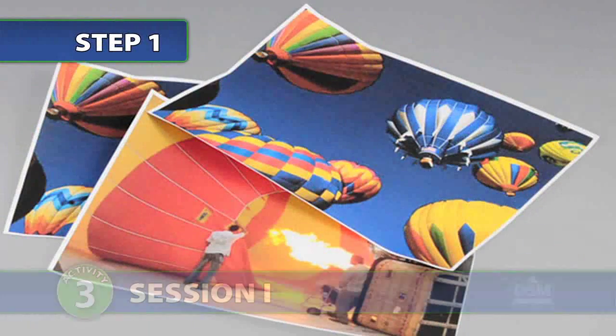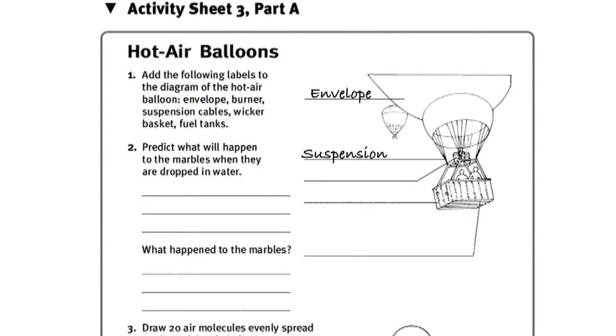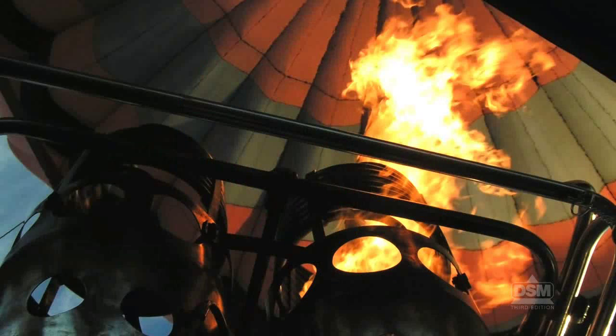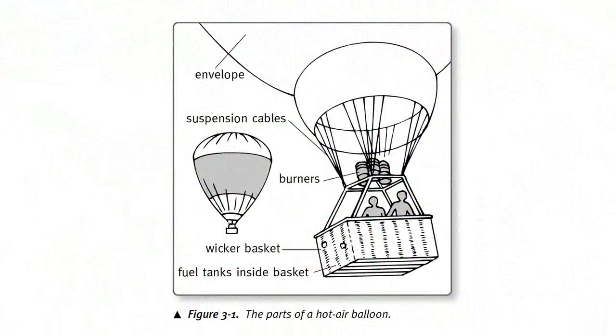To begin Session 1, distribute the pictures of hot air balloons and Activity Sheet 3, Part A. Review the parts of a hot air balloon and instruct students to label the diagram. The large, colorful, inflatable part of the balloon is the envelope. The burner is beneath the mouth of the envelope, which heats the air inside the balloon. The suspension cables attach the wicker basket, or gondola, to the balloon, and the fuel tanks are in the basket.